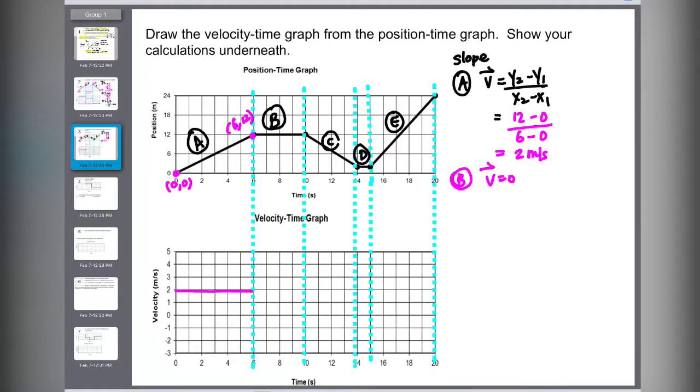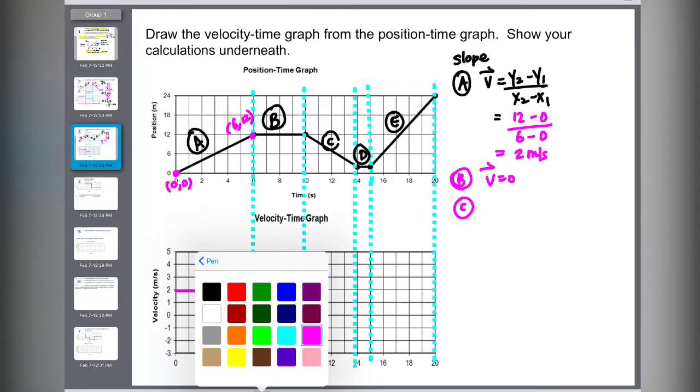Part B, what's the velocity at B when it's a horizontal line? Velocity is 0. I'm going to fill in 0. See how if I block it off, I can easily know how far I should extend it.